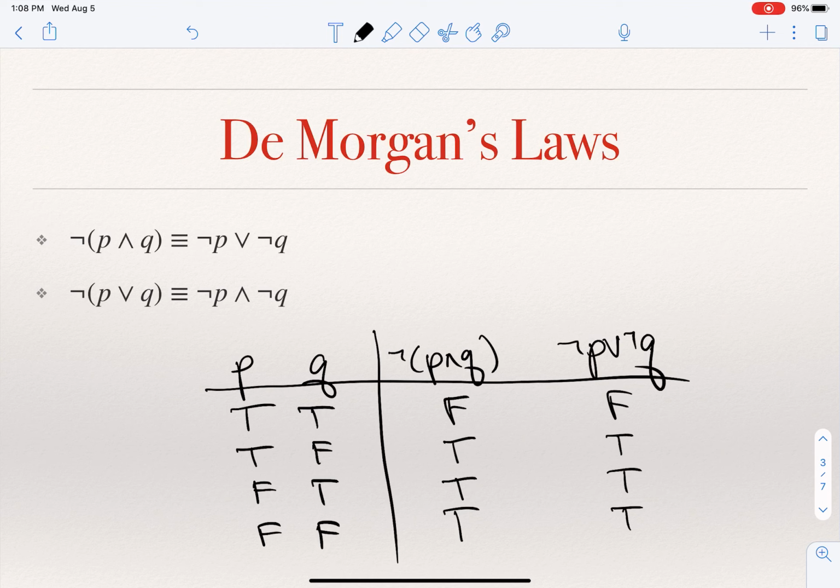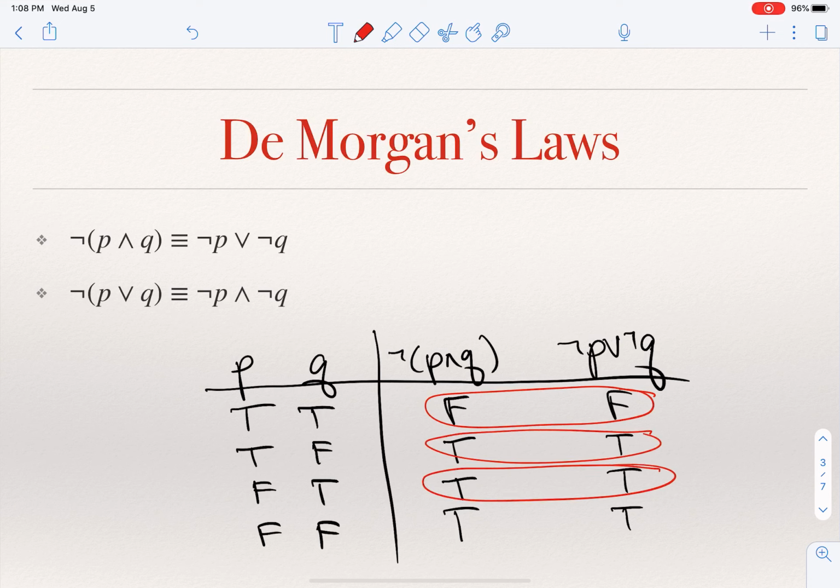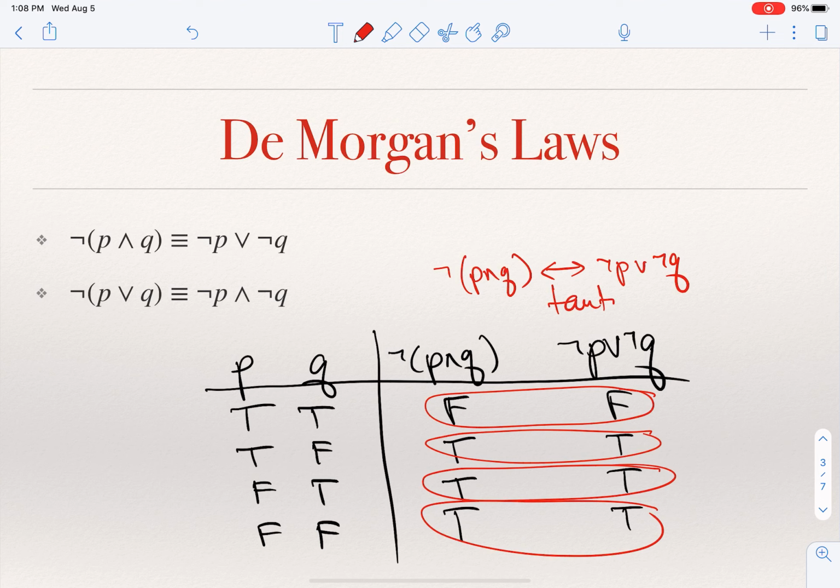If you look at this table that we just built, both of them are false here, both of them are true, both of them are true, both of them are true. In other words, we just showed that not (P and Q) if and only if not P or not Q is a tautology. This is why these two propositions are logically equivalent. In other words, if you write one, it's the same as writing the other. Or if you want to prove one, it's the same as proving the other.